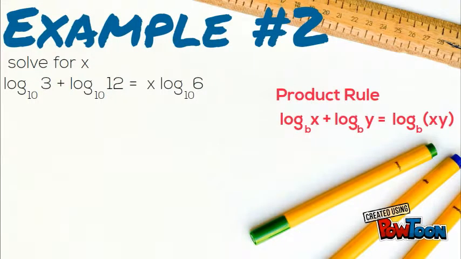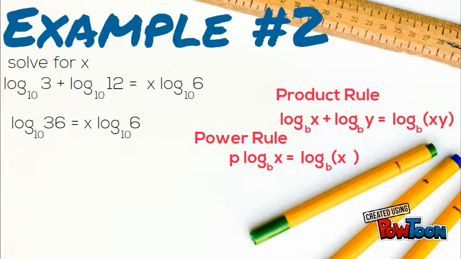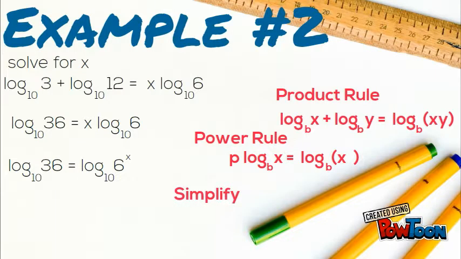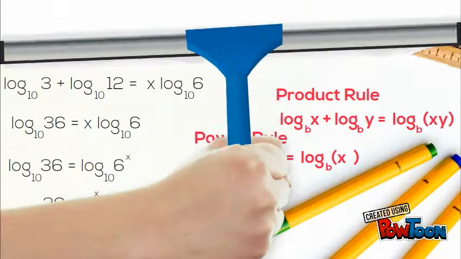Okay, example 2, we're still solving for x. So this time we're going to use our product rule. 3 times 12 equals 36. Now we're going to use our power rule. We know that log base 10 of 36 equals log base 10 of 6 to the x power. When we simplify that, we get 36 equals 6 to the x power, and we know x equals 2.